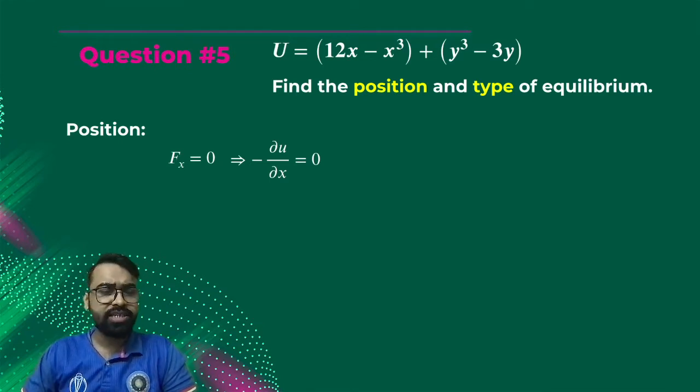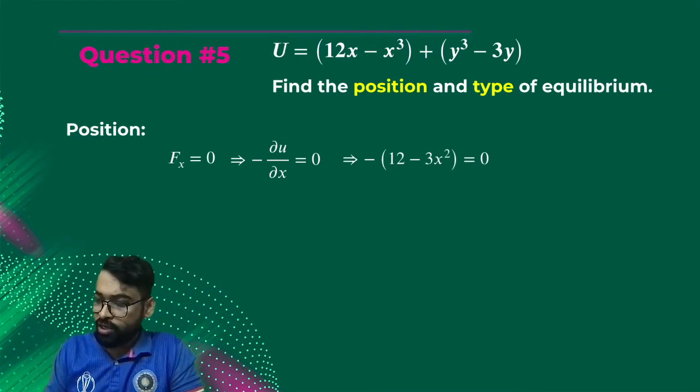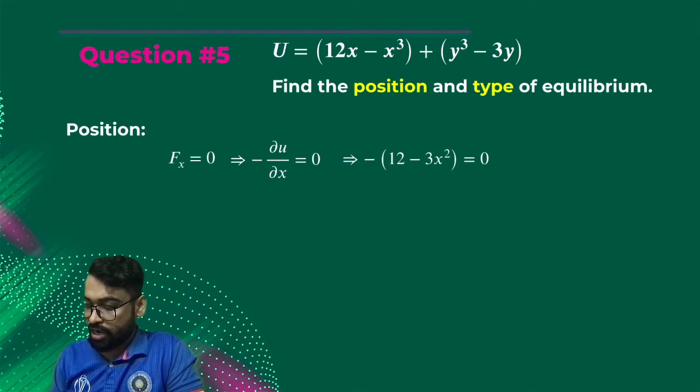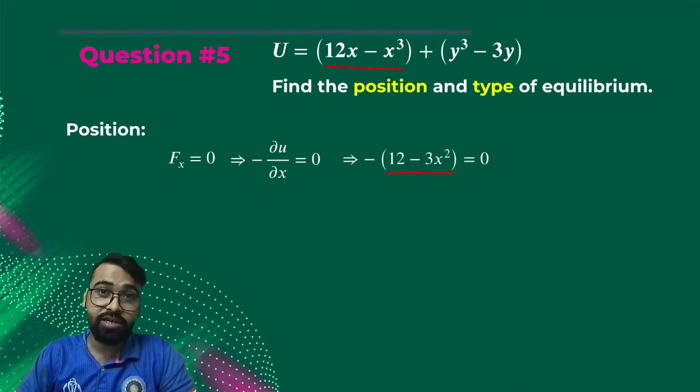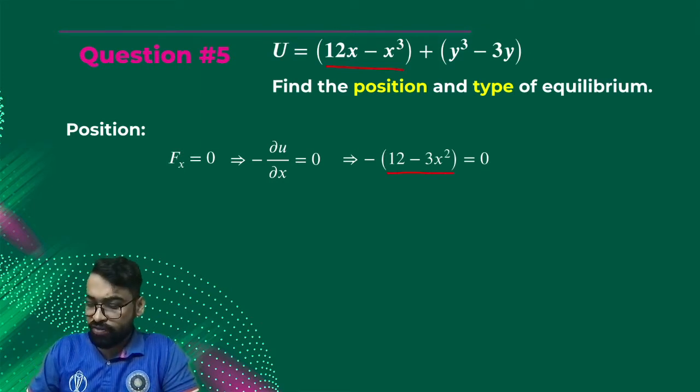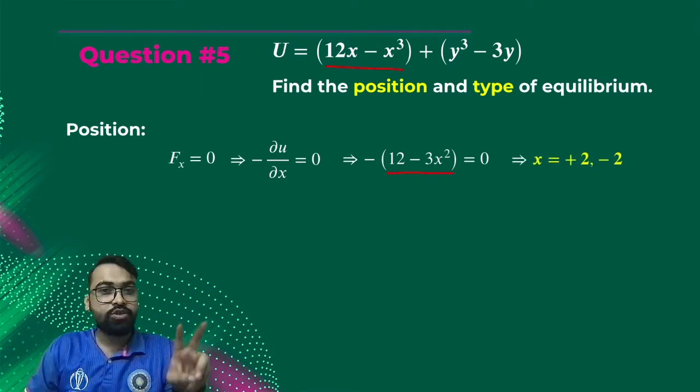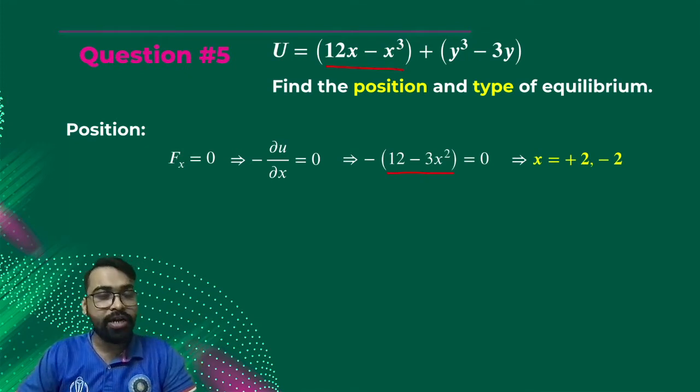Because if you do minus del u by del x equal to 0, you are going to get minus of, only this part I need to see, 12x minus x cube. If I would like to mark, let us say I mark it in red, 12x minus x cube, you differentiate it, you'll get 12 minus 3x square. And once you solve this up, you will get x values, that is plus 2 and minus 2.